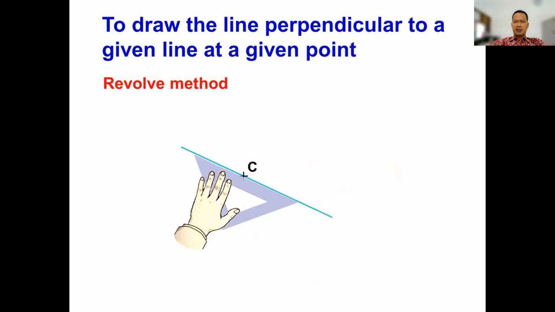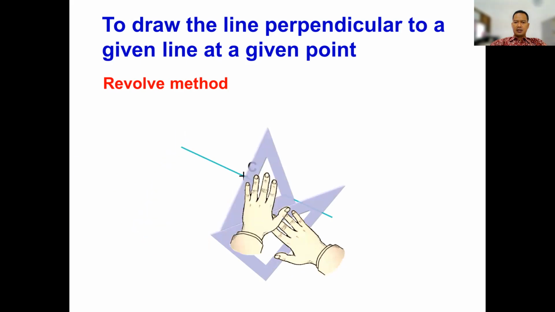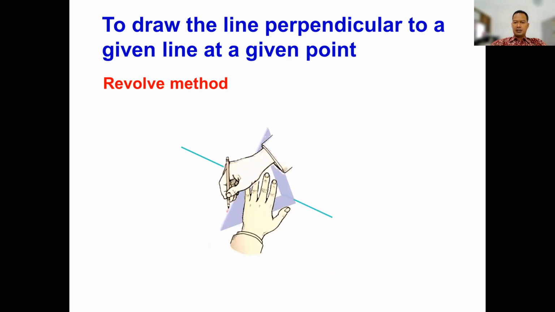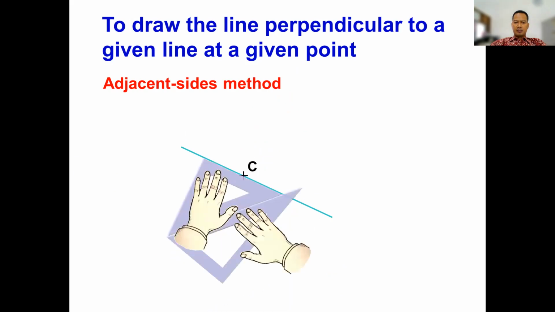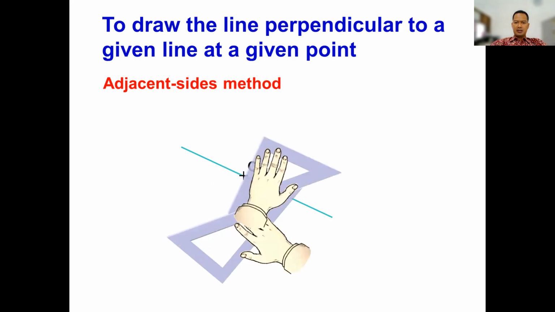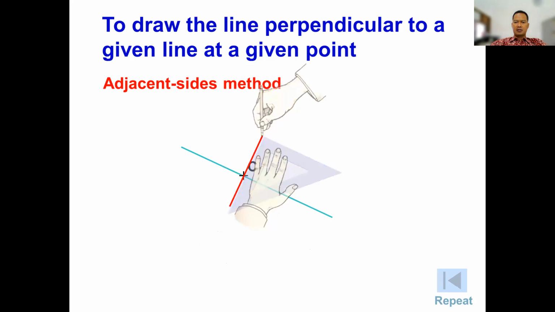To draw a line perpendicular to a given line at a given point by using the revolve method, for example this one, the point C, and then you will get the line perpendicular through point C. And then to draw a line perpendicular to a given line at a given point, for example here we have point C, using the adjacent side method, by using 2 triangles, and then draw the perpendicular line through point C.